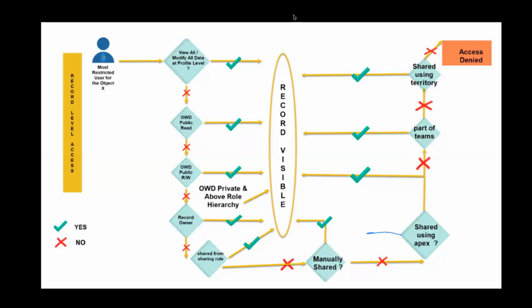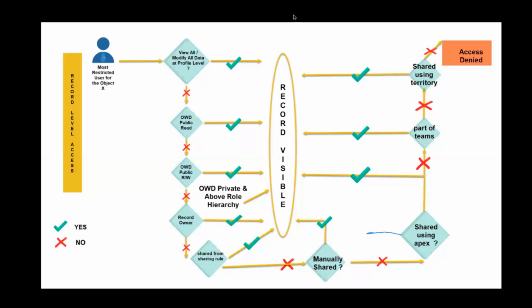That means whatever OWD you set at the object level should be private. If you make it private, only the owner will be able to see that record. One more thing: as far as I know, if you have access to the parent object, task being the child object, it will automatically be available to all the users who have access to the parent object. So if user 1 or user 2 has access to the parent object, they will be able to see the related task as well.